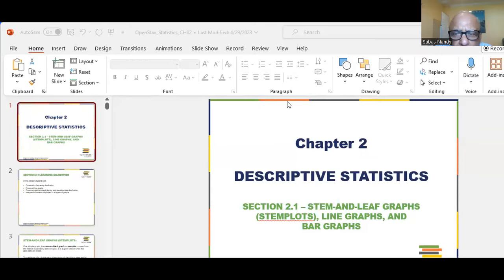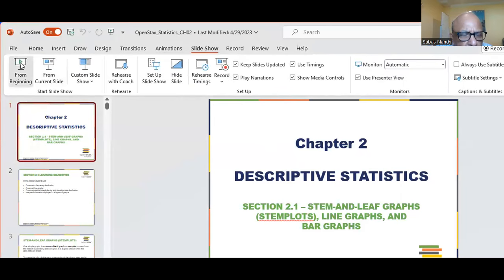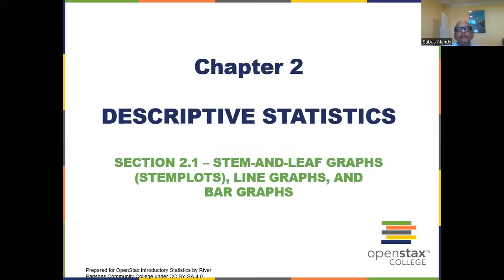Today we are going to talk about descriptive statistics. So I will share my computer screen with you. So this is a chapter on descriptive statistics, and we're going to talk about stem and leaf graphs, line graphs, and bar graphs initially.